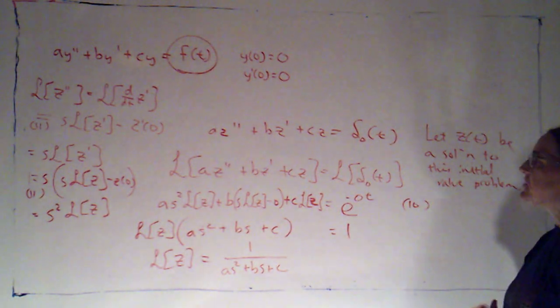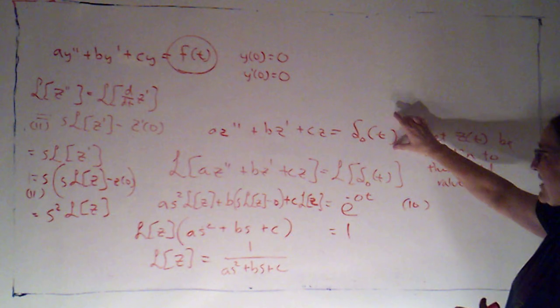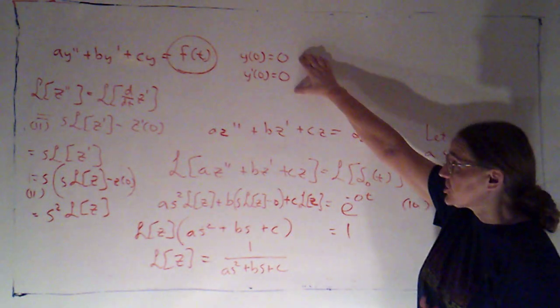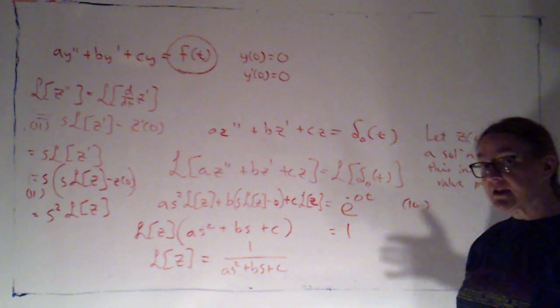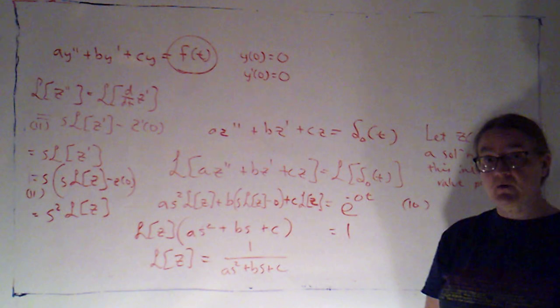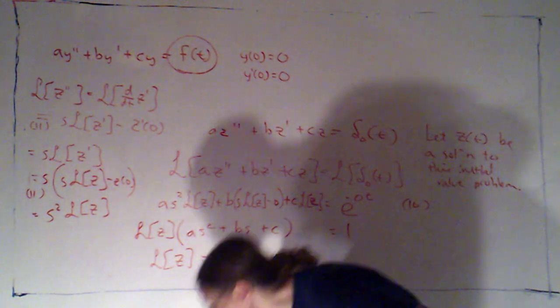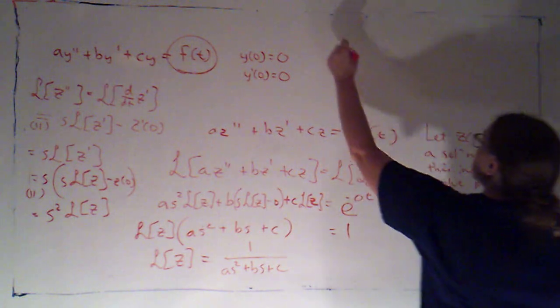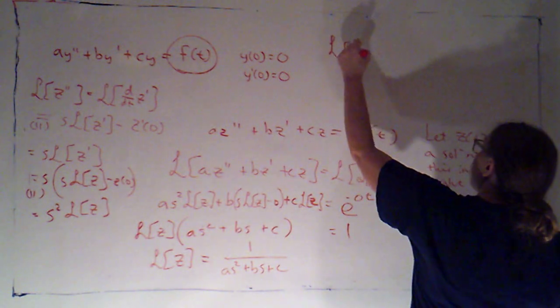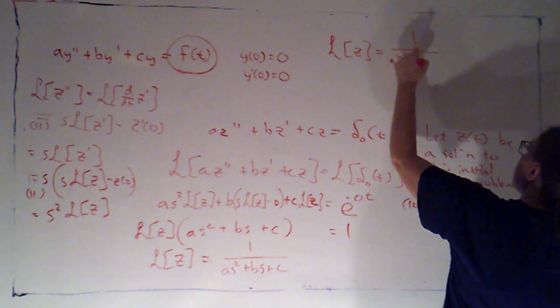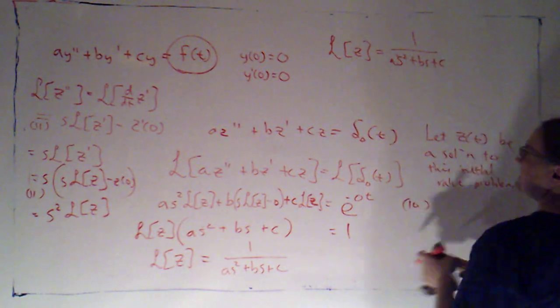working with. So this is a very, very special forcing function because it means with this initial condition, the Laplace transform of my solution will just be the reciprocal of that characteristic polynomial. Okay. So now, knowing that, let's just write this down. The Laplace transform of z is 1 over as squared plus bs plus c.